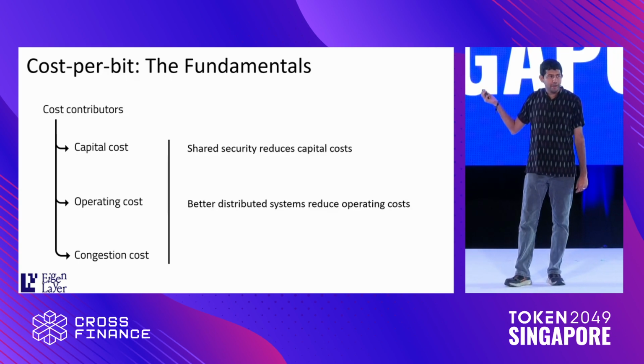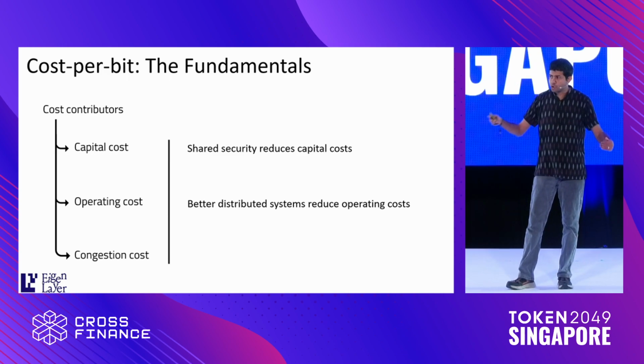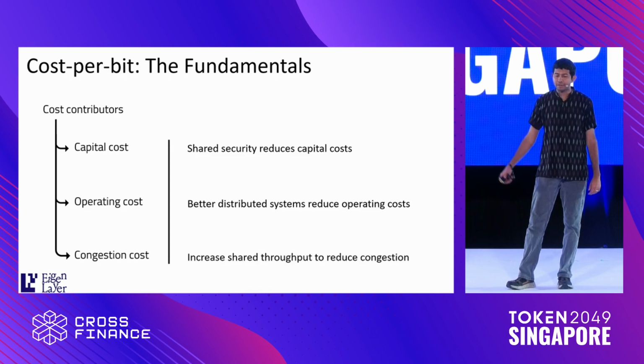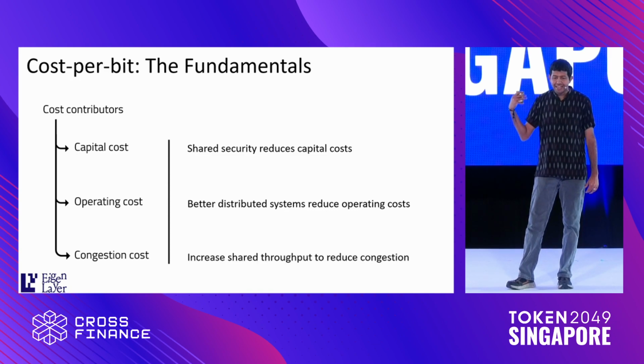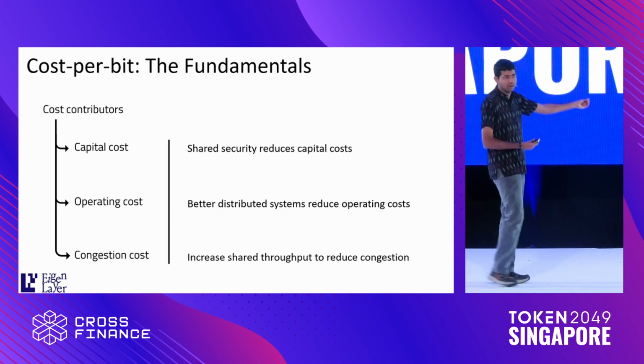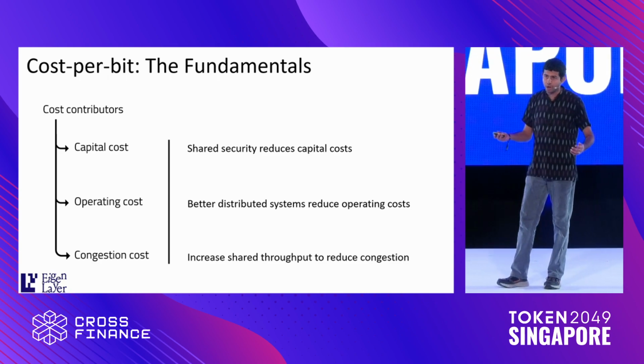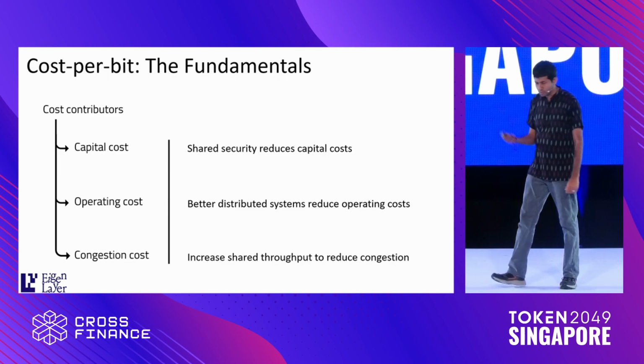How do we reduce the operating costs? We reduce the operating costs by building better systems. Every node should not have to download and store the data. And then finally, we reduce the congestion costs by creating high throughput in the system so there is no congestion. In fact, you should be able to reserve your block space, just like you reserve a node that you want to use on Amazon.